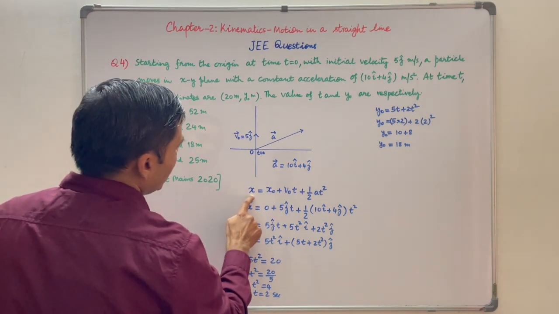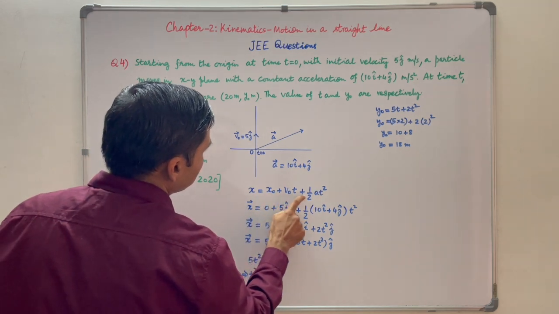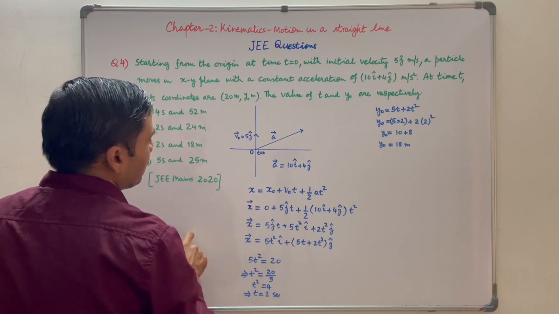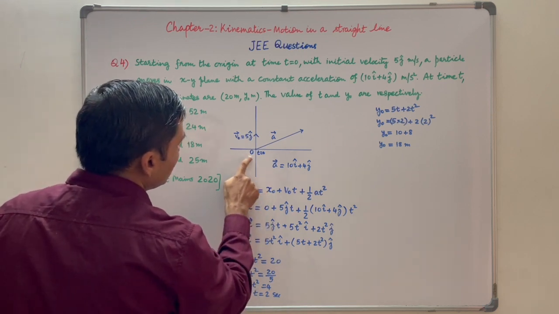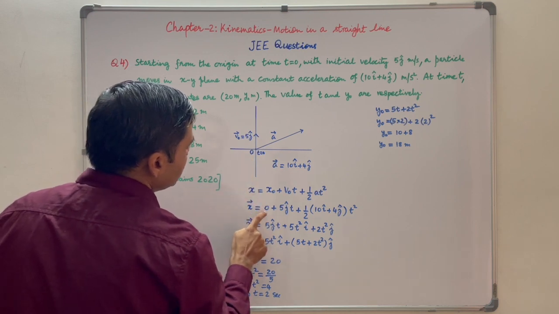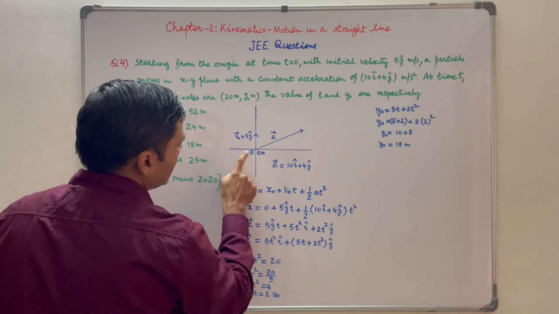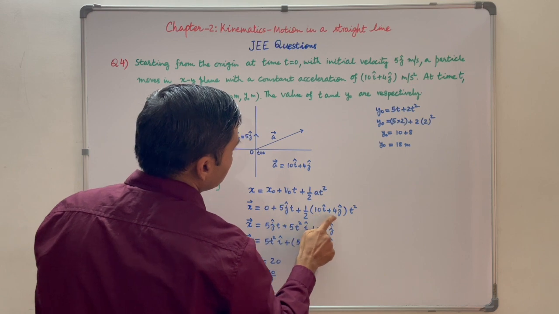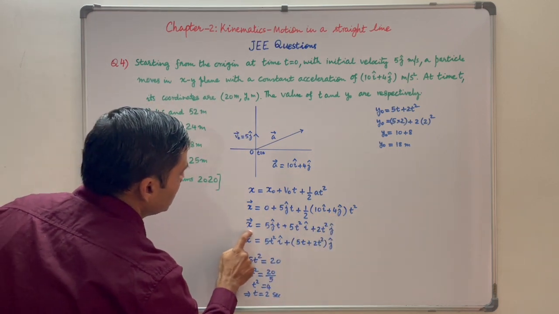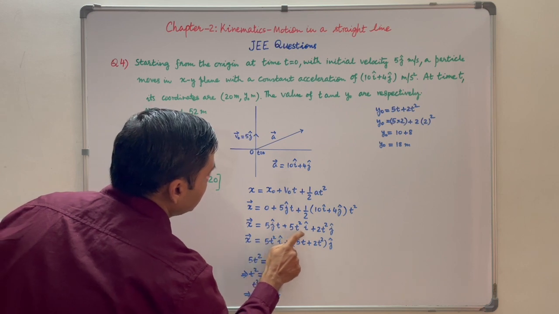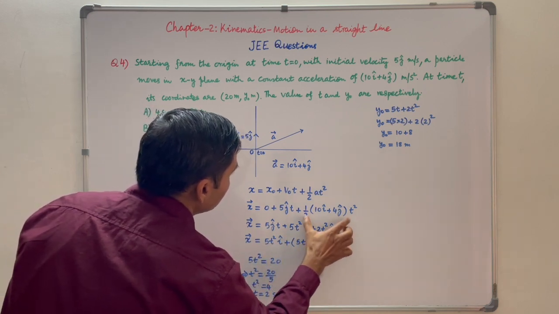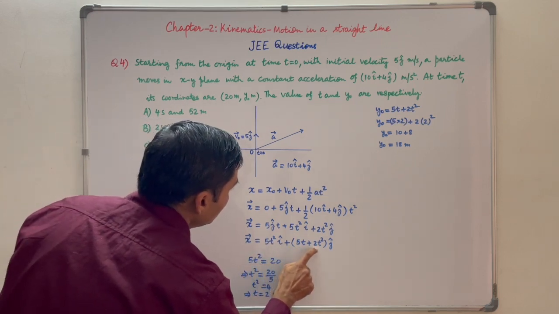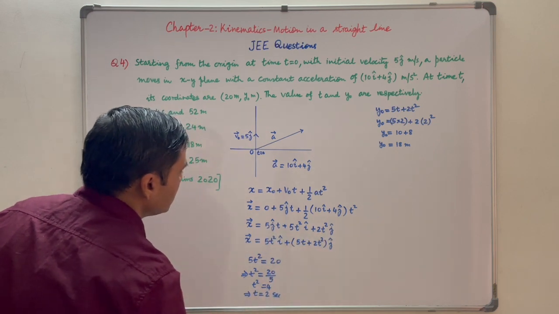So we will use this formula x equal to x0 plus v0t plus half at square to figure out coordinates of the particle at any time t. So x0 is 0 at t is equal to 0. v0 is given as 5j. So 5jt plus 1 by 2, a is given as 10i plus 4j, so 10i plus 4j, t square. So x equal to 5jt plus 5t square i plus 2t square j when you solve this. So x equal to 5t square i plus 5t plus 2t square j when you rearrange the terms.